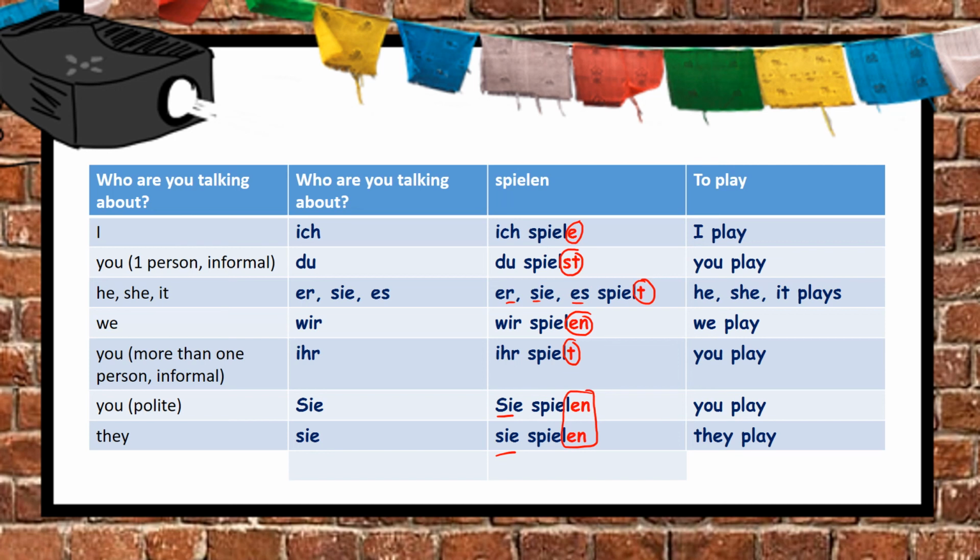So listen to that again. Ich takes e, du es t. Sie es, they take t. Wir en, ihr t again. Sie and sie, they take en. And hopefully that will remind you how to make all your verbs in the present tense.